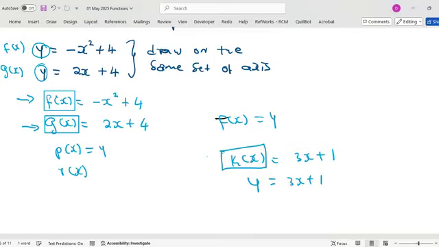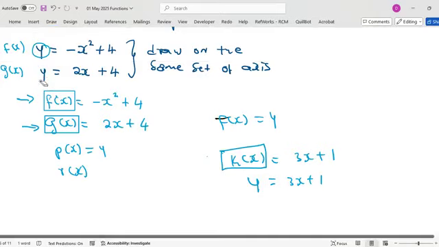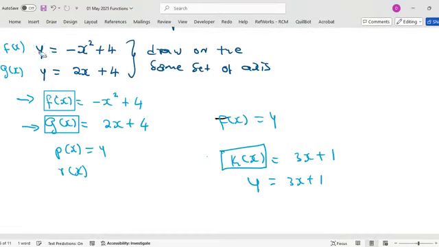Remember, f of x and g of x is the same thing. I mean, when I'm saying it's the same thing, I mean they represent y. I don't mean they're the same because it's the same graph. No, I'm not saying that. I mean it's the same thing because they represent y.